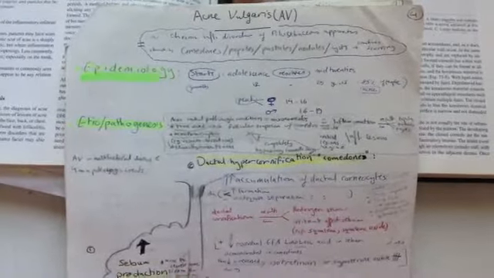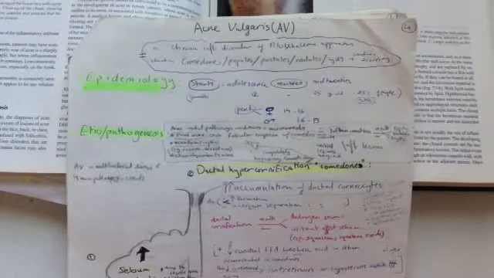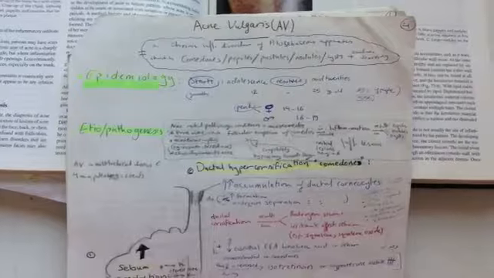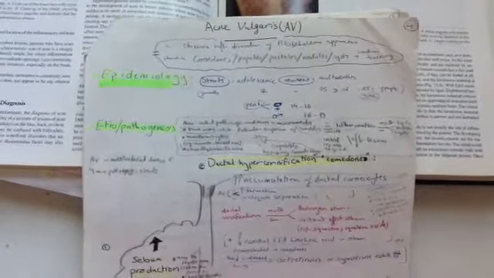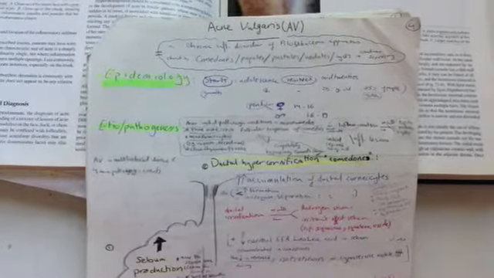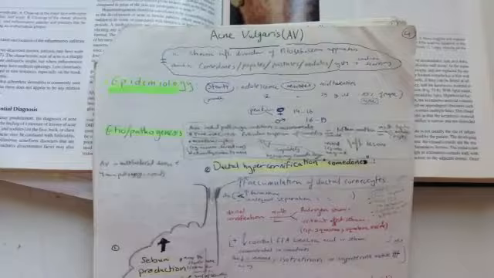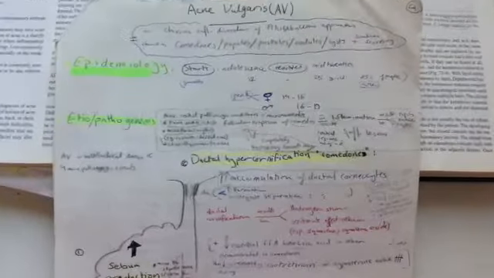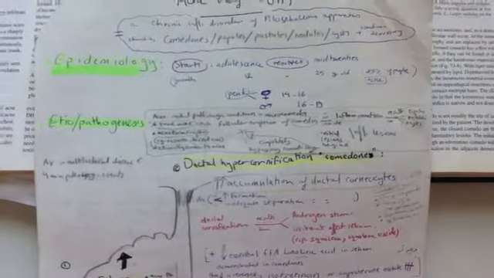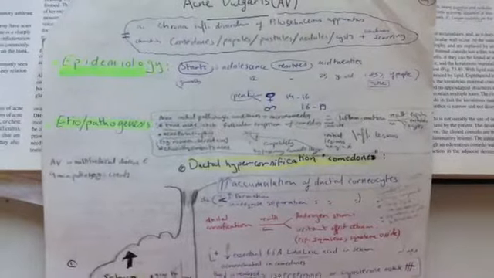Epidemiology. It generally starts in adolescence, around 12 years, and resolves in the mid-twenties, around 25 years old. It affects 85% of people. The peak is at 14 to 16 in females and 16 to 19 in males. Regarding etiopathogenesis, the initial pathologic condition in acne is the microcomedone.